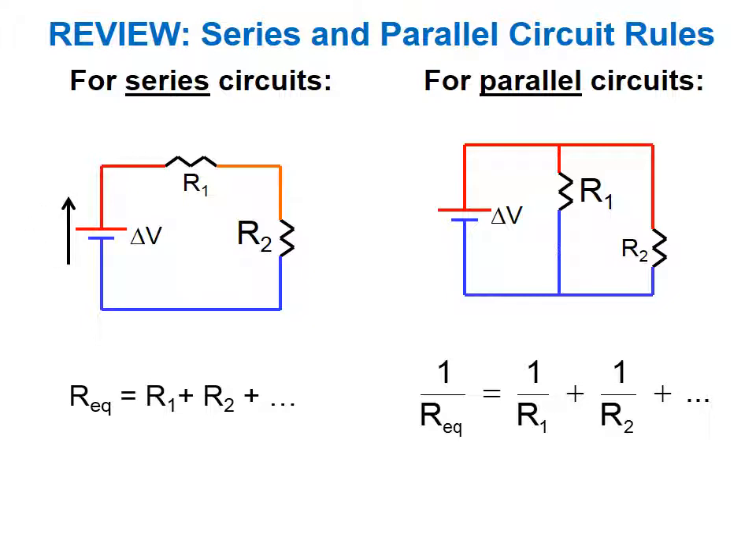In a series circuit, there is only one path for charge flow. So if you know the current in any portion of the circuit, you know the current, that is the amperage, in any other part of the circuit.